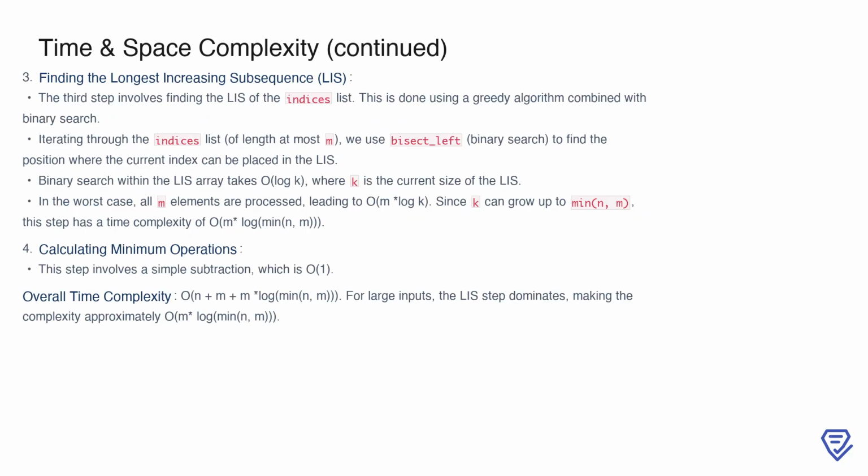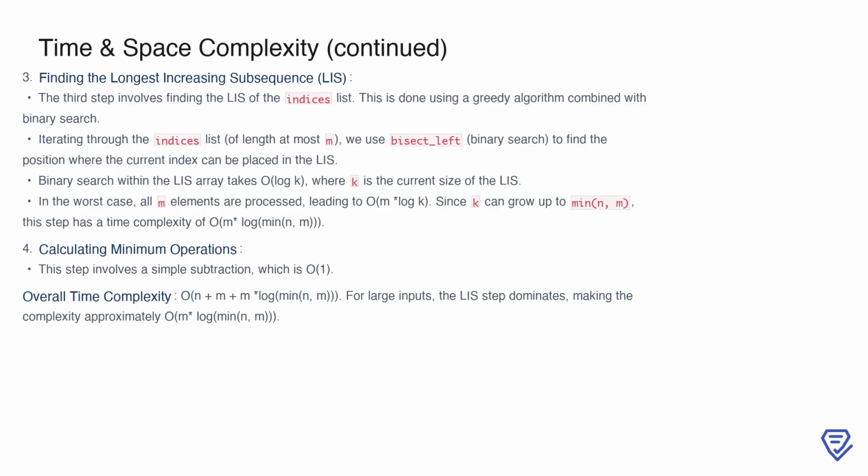The next step is finding the longest increasing subsequence, or LIS, in the indices list. This is done with a greedy algorithm paired with binary search. As we iterate through the indices list, which has at most m elements, we use the bisect_left function to determine where the current value should be placed in the LIS sequence. The binary search operation within the LIS array takes O(log k), where k is the current length of the LIS. In the worst case, we process all m elements, resulting in a time complexity of O(m log k). Since the LIS size k can grow to at most min(n, m), the complexity becomes O(m log min(n, m)).